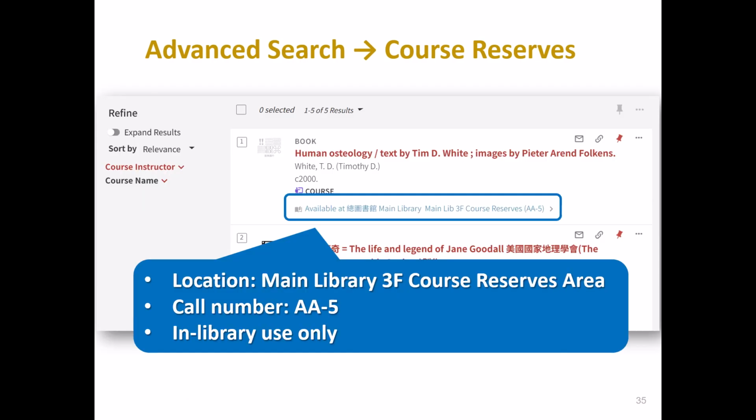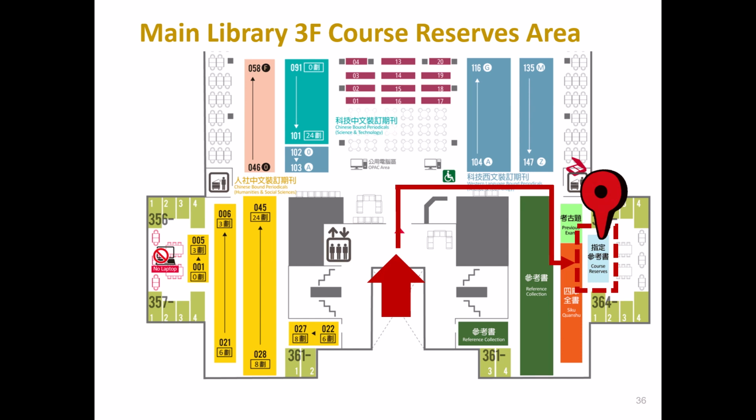It shows that the book is in the Main Library 3rd floor course reserves area. The code number is AA-5. Notice that the course reserves are for library use only. The course reserves area is located on the 3rd floor of the main library. Please take the elevator to the 3rd floor, walk into the reading area, then turn right and follow the signs to reach the course reserves area.